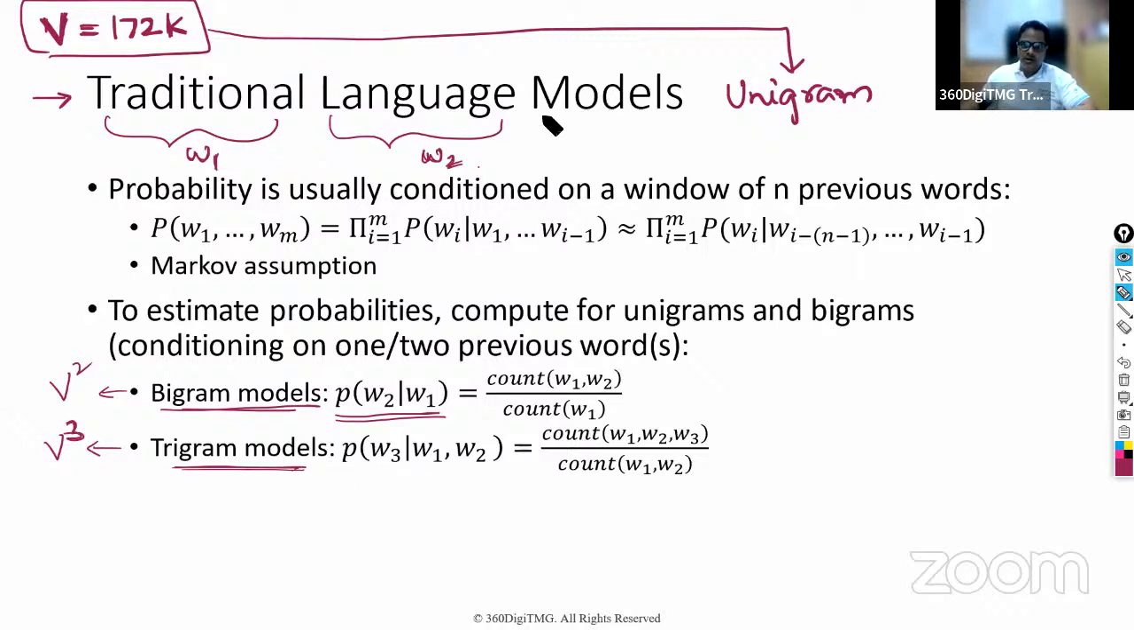And how is it calculated? Suppose this is word 3. What is the probability that the word "models" will appear given that the word "traditional" and the word "language" have already appeared? Given that these two words have appeared, what is the probability that you'll have word 3? So you count the number of times words 1, 2, and 3 appear divided by the total number of times words 1 and 2 appear.